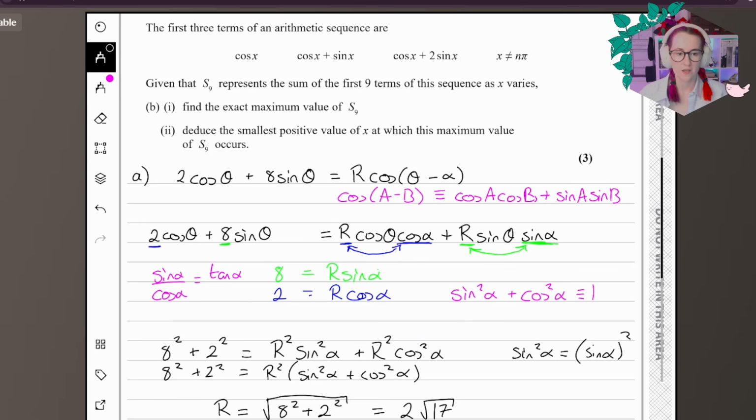Gonna be honest. The first 3 terms of an arithmetic sequence are cos x plus sine x, cos x plus 2 sine x. x is not equal to n pi. Given that S9 represents the sum of the first 9 terms in the sequence as x varies, find the exact maximum value of S9. Then deduce the smallest positive value of x at which this maximum of S9 occurs.